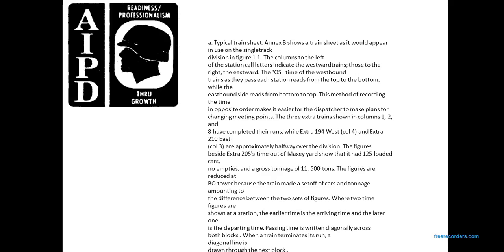These figures are reduced in the block because the tonnage of the train is specified instead of the cars' tonnage, amounting to the difference between the two sets of figures. Where time figures are shown at a station, the arrival time of the earlier train and the departure time from the passing one are written diagonally across both blocks. When a train terminates, a diagonal line is drawn through the next block.